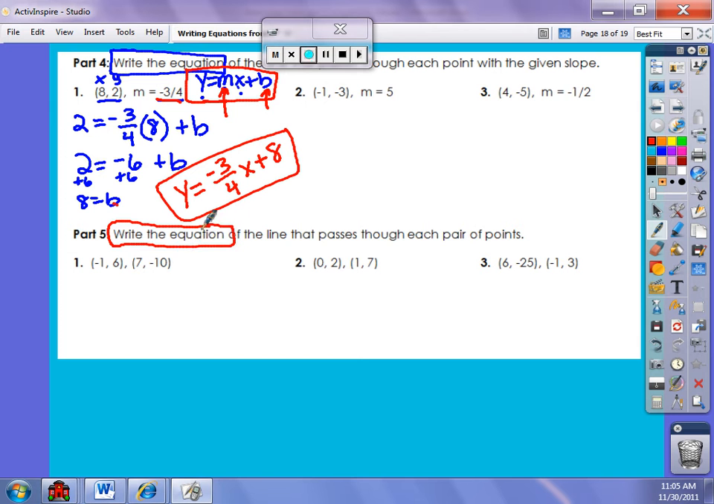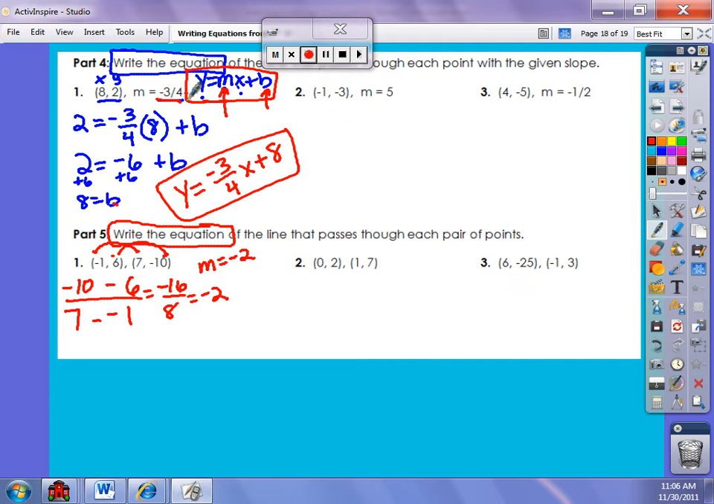In the next section, we're going to do the same exact thing, except by writing the equation. However, I didn't give you a slope. I gave you 2 points. So the first thing we have to do is find the slope of this line. -10 minus 6. 7 minus -1, right? Y minus y over x minus x. Subtract these, you subtract these. I get -16 over 8. That means my slope is -2.